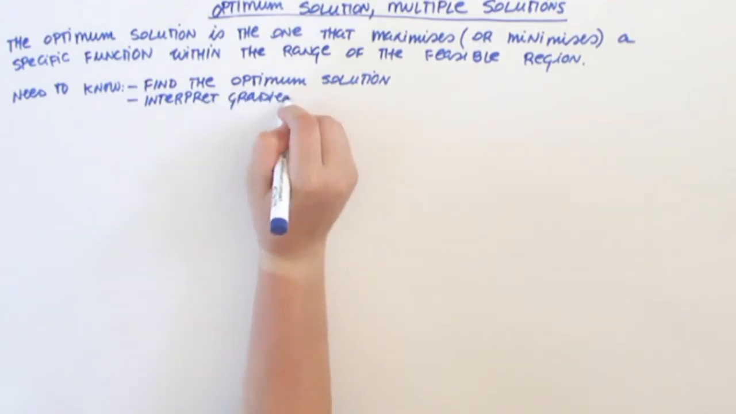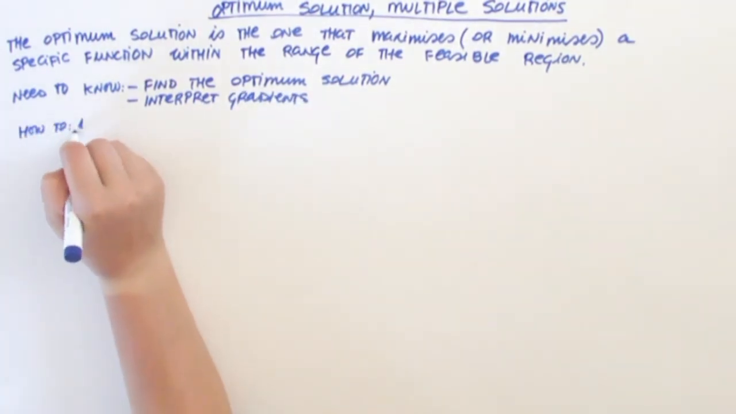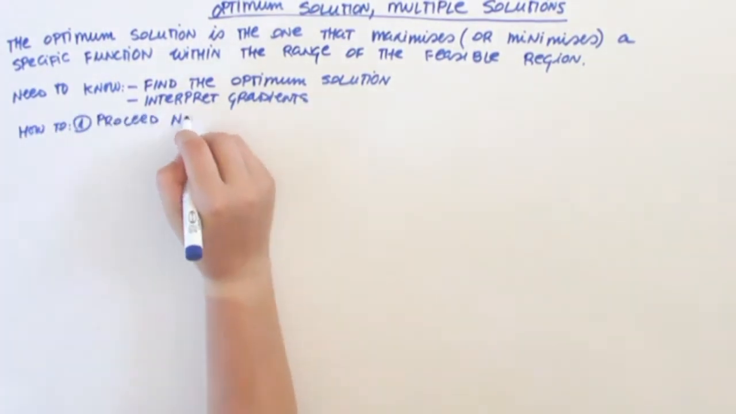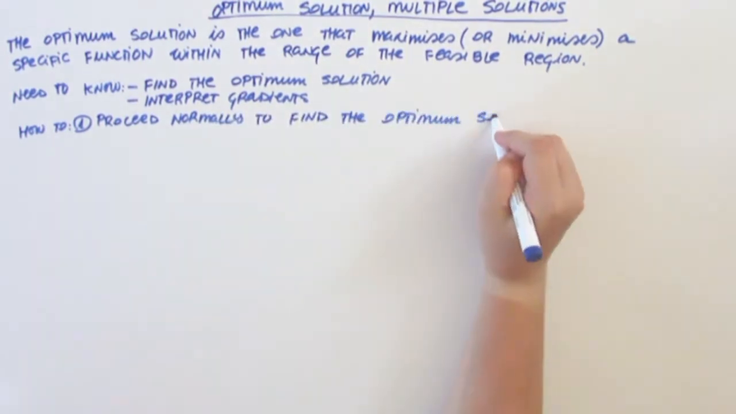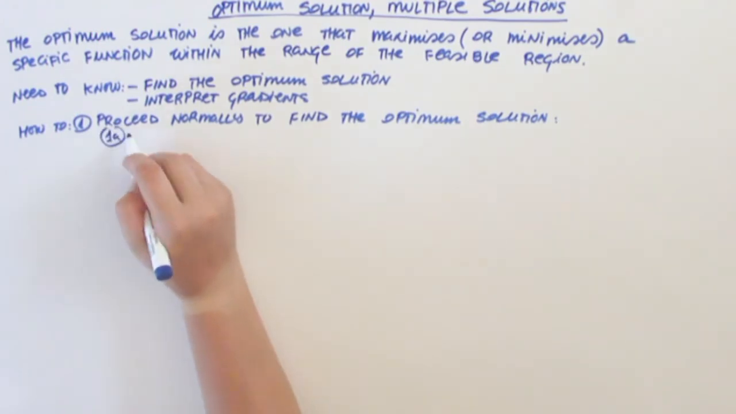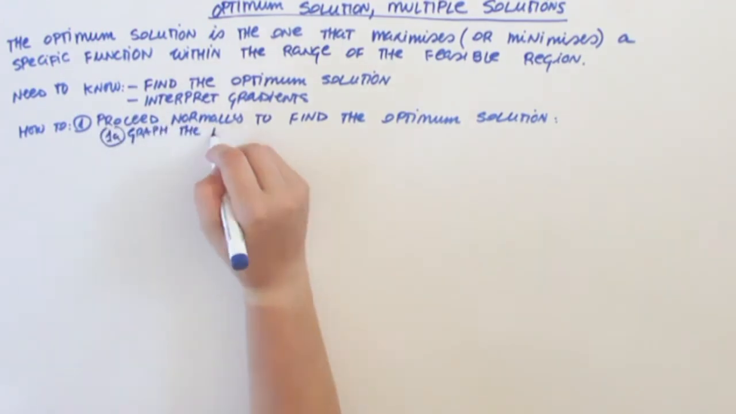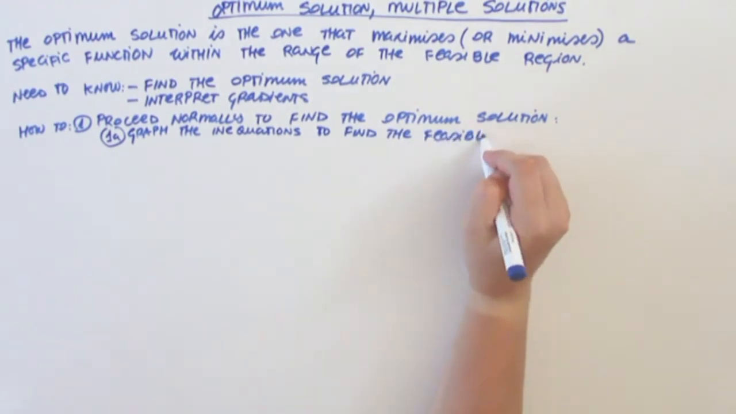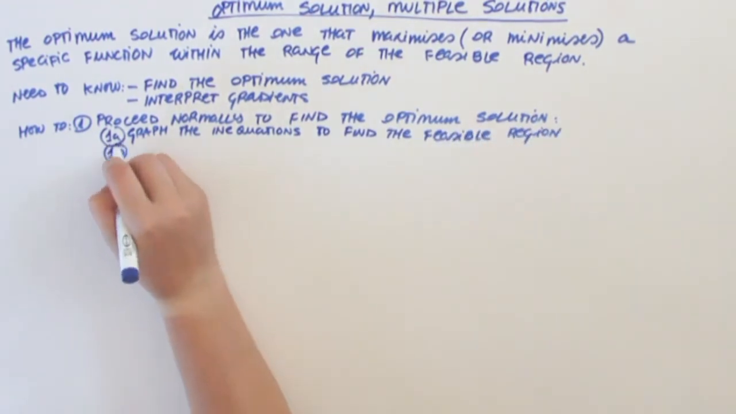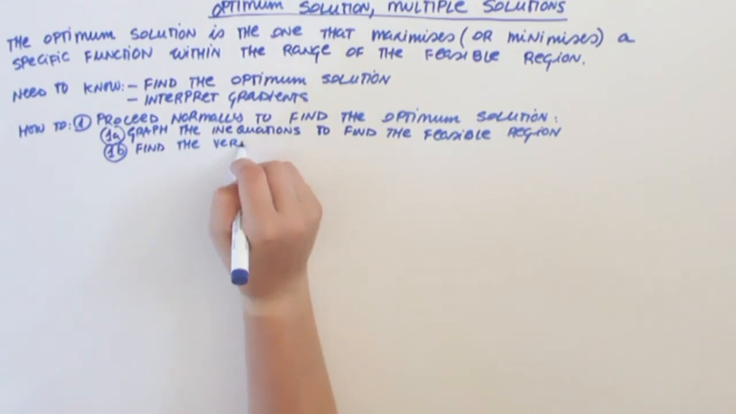Now for our how-to, first you proceed normally to find the optimum solution. You may not know yet that there are multiple. So first you graph your inequations to find the feasible region, then you find the vertices, and you can do that algebraically or with a graphing program, and then you evaluate the function at the vertices.